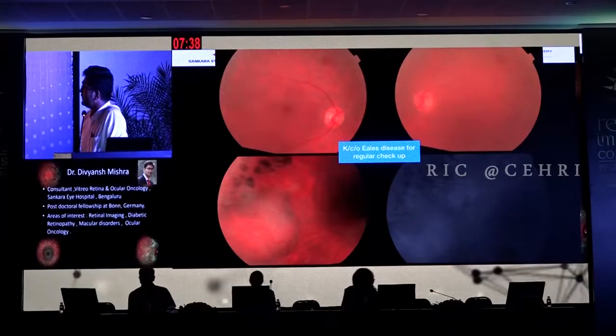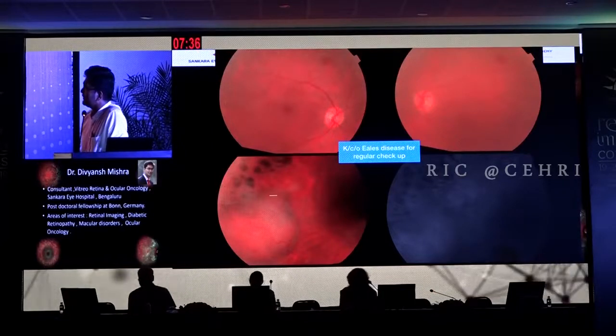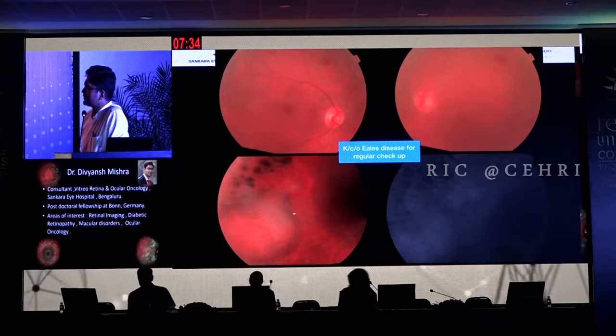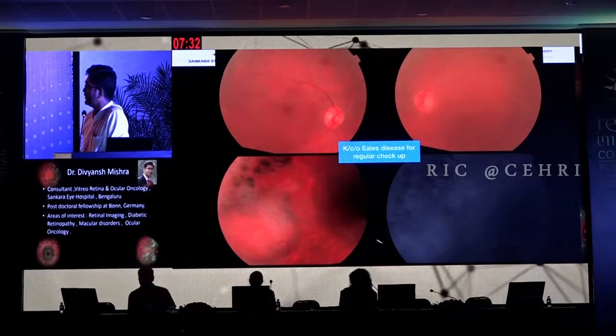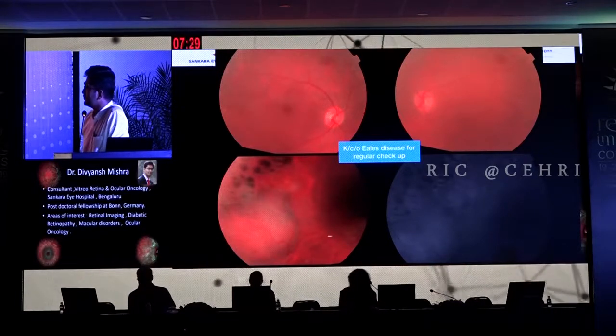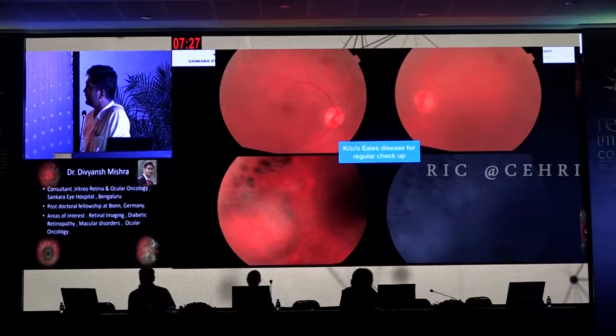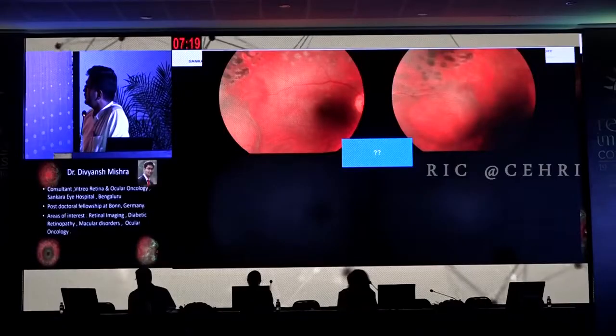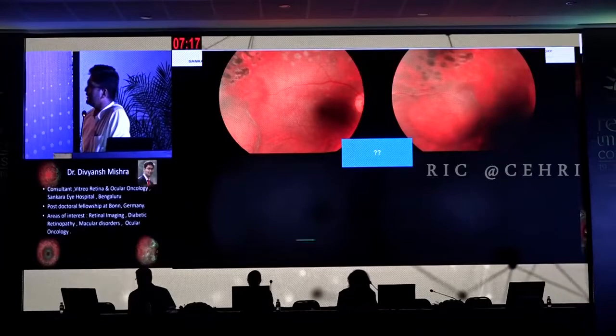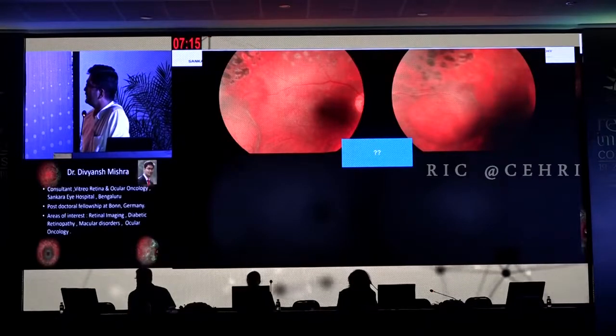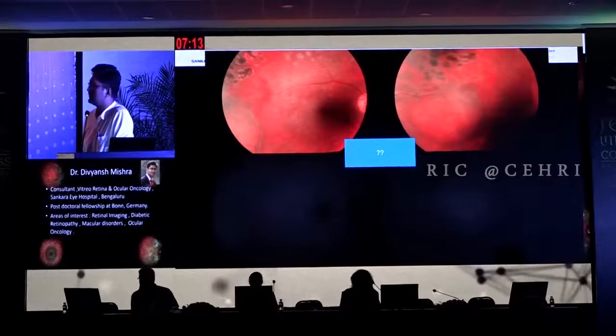But on a routine checkup, we could identify, yes, he's having a little cataract, more in the left eye, but there's some mass kind of a lesion in the right eye in the temporal quadrant, as we can see, which doesn't show any changes, but it's a mass lesion of unknown origin. So we did an autofluorescence. As you can see, autofluorescence does not show any stipple kind of an appearance or any specific or diagnostic appearance in this.